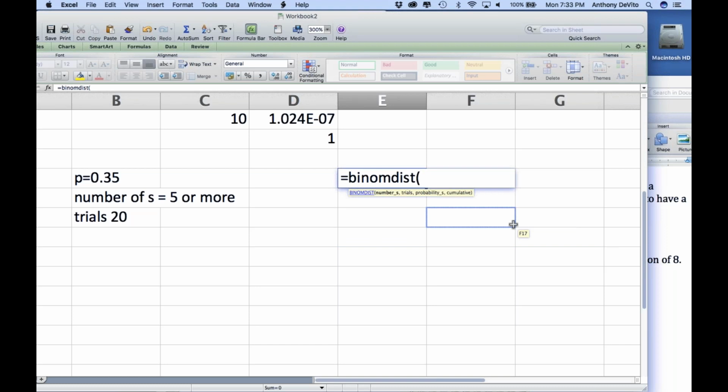It's really a two-step problem, right? If I had said 5 or fewer, it would have been a one-step problem. But saying 5 or more makes it a two-step problem.